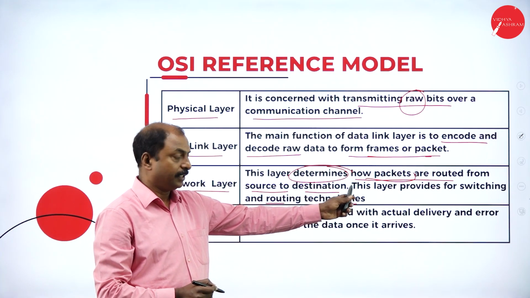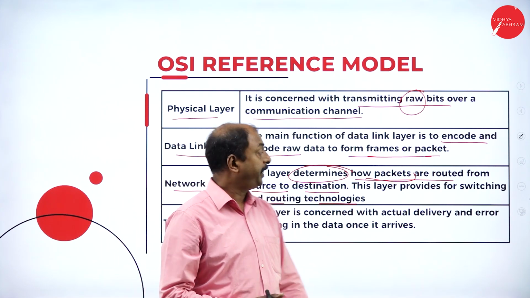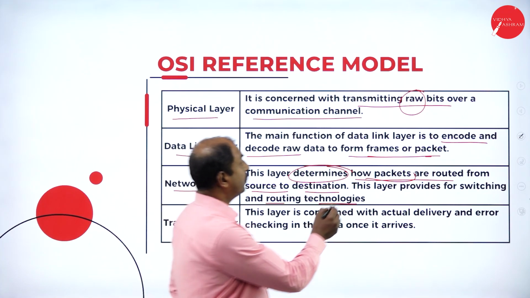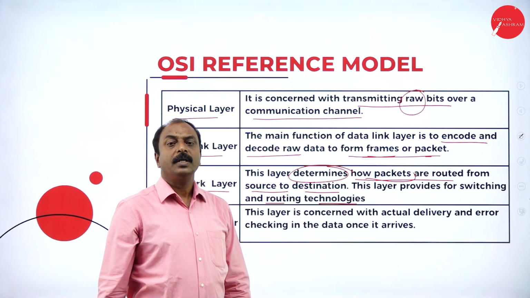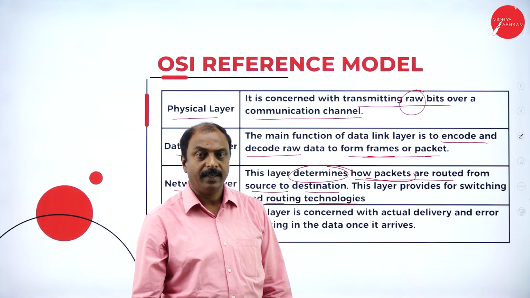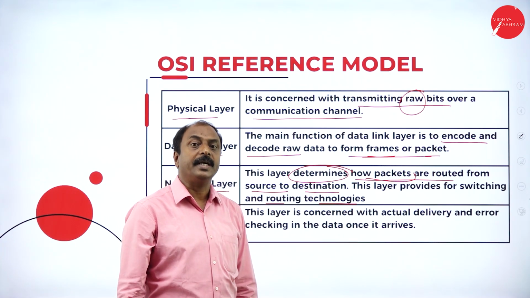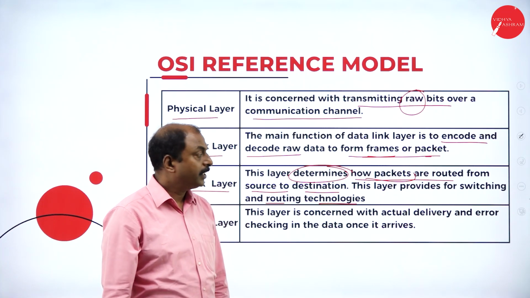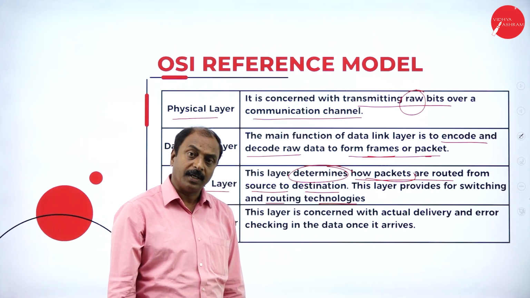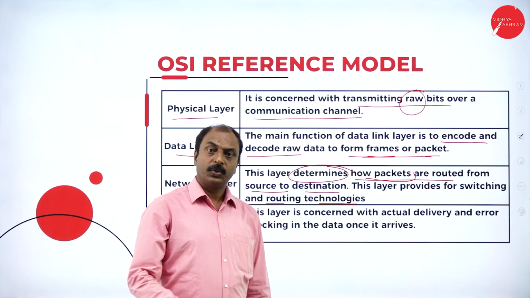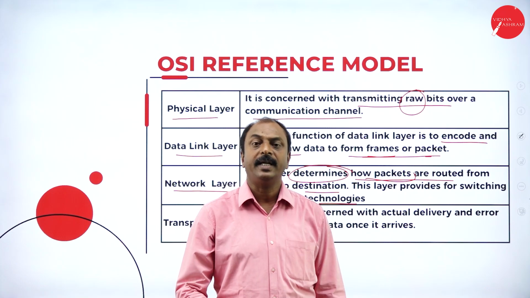So the responsibility of the network layer is to determine how the packets are routed from host to destination. As I told you, each data is divided into a number of packets. In the data link layer, it is in the form of frames, and when it comes to the network layer, it is in the form of packets. All the packets move from host to destination not in the same order, but in any order. There may not be a definite order. For example, packet number 2 may transmit first, and then packet number 5 or packet number 6, and so on.